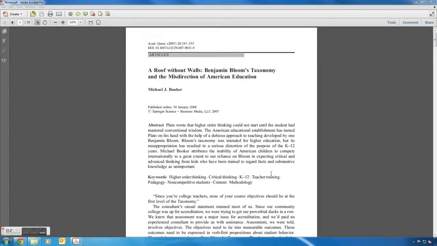A Roof Without Walls, Benjamin Bloom's Taxonomy and the Misdirection of American Education.